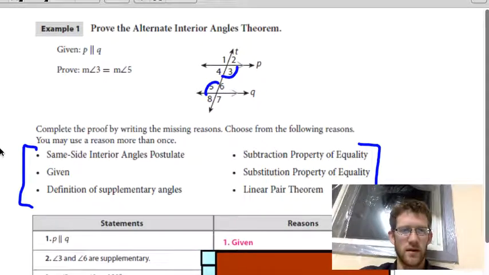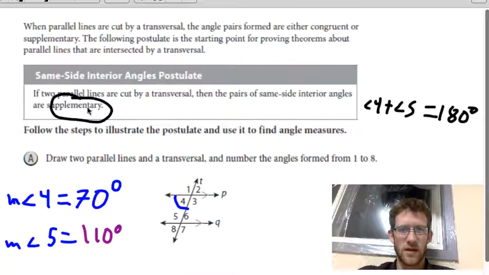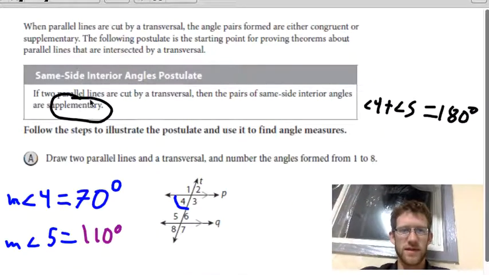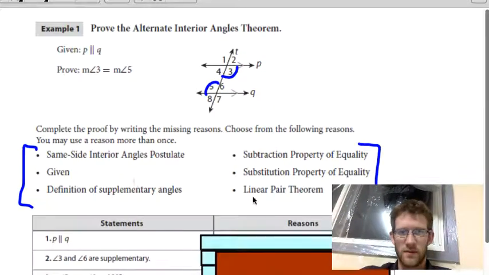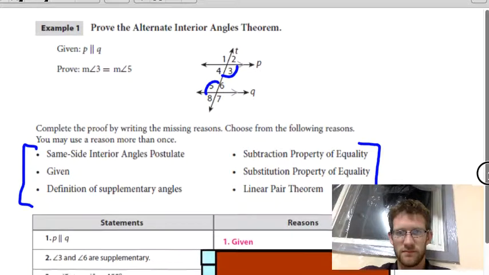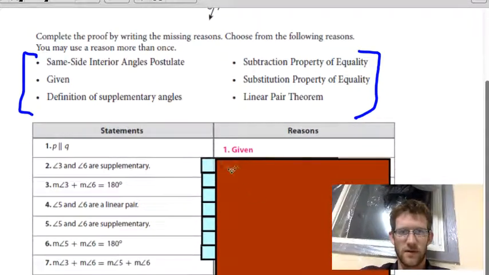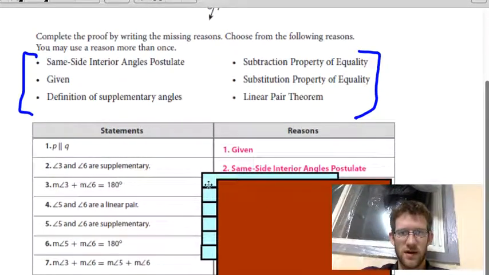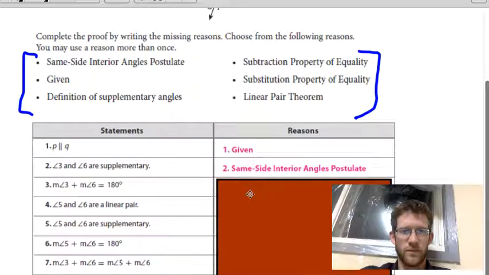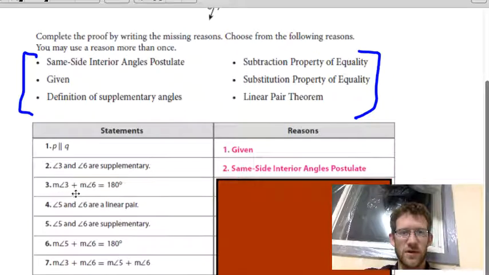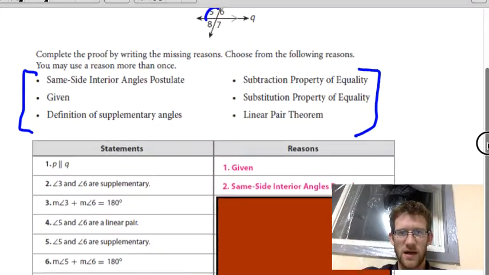Those are, what's that term again? They're same side interior angles. So we're going to use the same side interior angle postulate for that one. Okay. Same side interior angles postulate. The measure of angle 3 plus the measure of angle 6 equals 180.